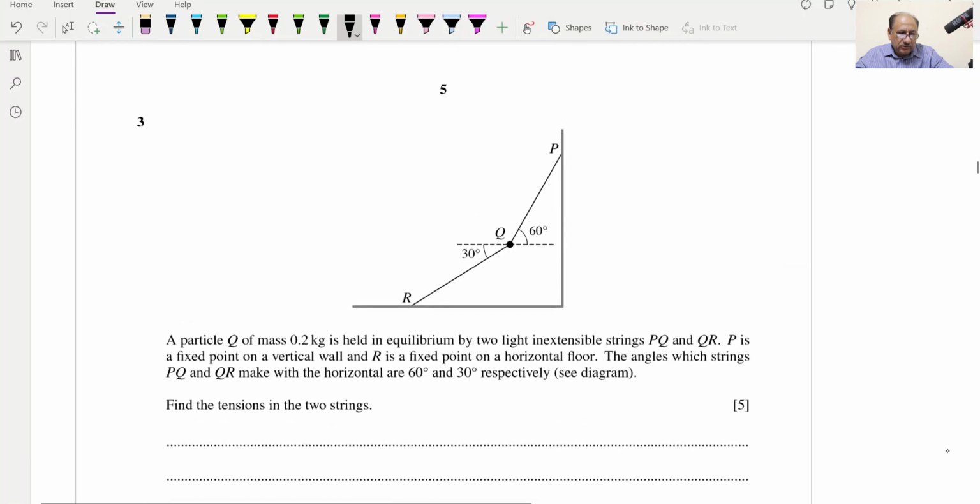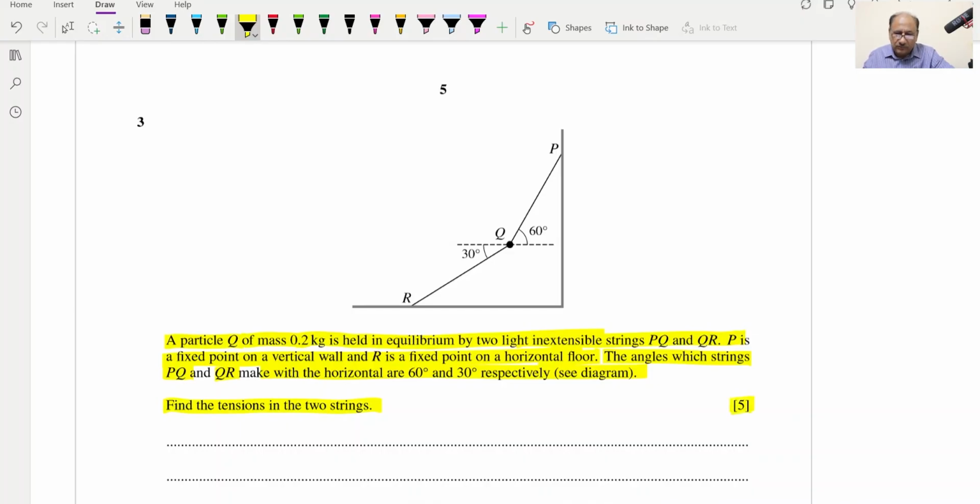Now this is question number 3. Question number 3 says a particle Q of mass 0.2 kg is held in equilibrium by two light inextensible strings PQ and QR. P is a fixed point on a vertical wall and R is a fixed point on a horizontal floor. The angles the strings PQ and QR make with the horizontal are 60 degrees and 30 degrees respectively. Diagram is providing the detail. Find the tensions in the two strings.